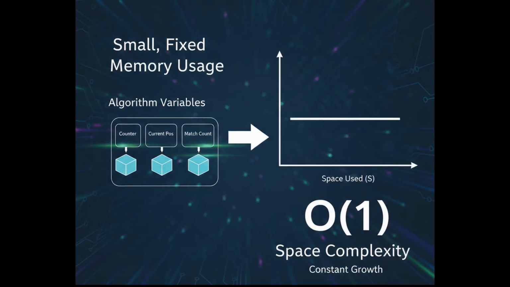Now let's talk about space complexity. We only use one counter variable and a few loop variables. We are not creating any additional data structures proportional to n. So the space complexity is O(1), constant space.